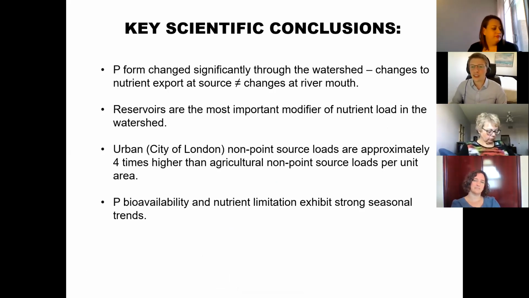So the key scientific conclusions, I mean, this project is still kind of underway, is that yes, the phosphorus form changes significantly through the watershed, and that changes to the nutrient export at the source don't necessarily result in changes at the river mouth and then impact the lake immediately. Reservoirs have a massive importance as a modifier of the nutrient load in the watershed. The City of London actually has a fairly large impact. It's 4 times higher phosphorus loadings on a unit area basis than agricultural areas, and the phosphorus bioavailability and nutrient limitation change drastically throughout the watershed, but there's a strong seasonal trend. So I think we've got some really good scientific output from that.